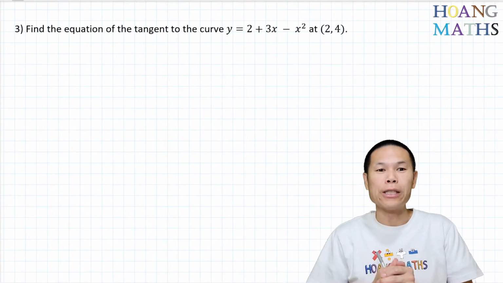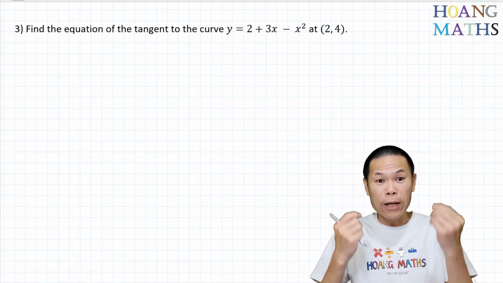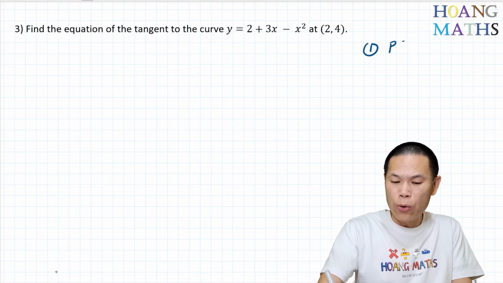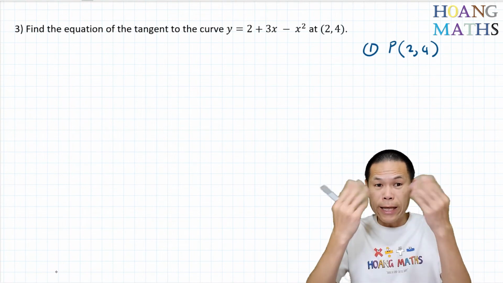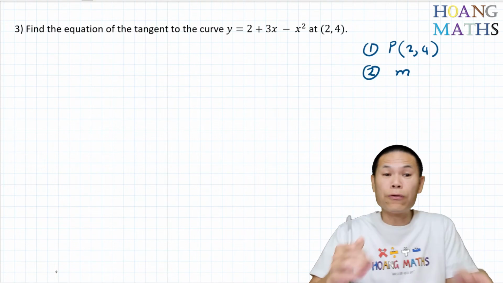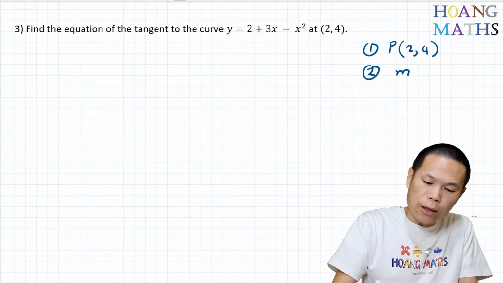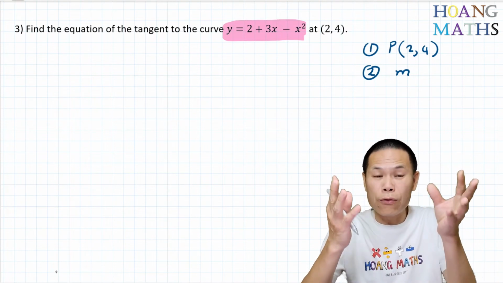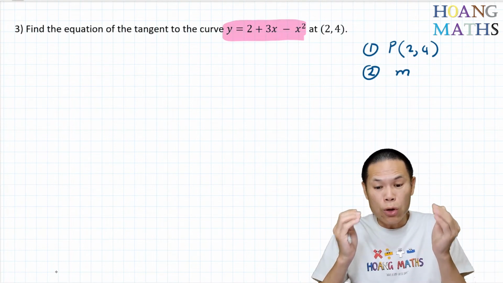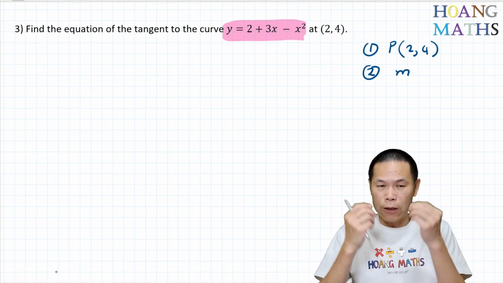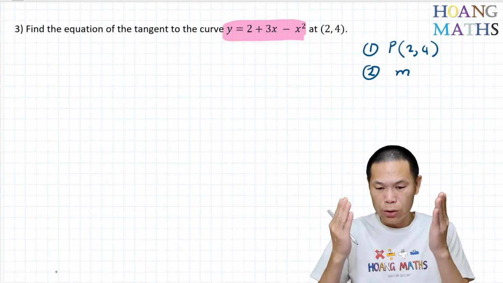So let's get into this. So remember, step number 1, we need to find the point. The point we already have here, (2, 4), so we don't need to find it. But the second step is we need to find the gradient. Now to find the gradient, we know that the function is this. So what we need to do is find the gradient function first. Then we substitute the point (2, 4) into the gradient function. That will give us the gradient at point (2, 4).